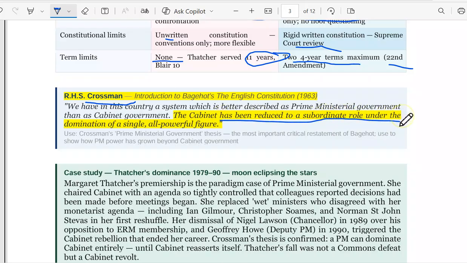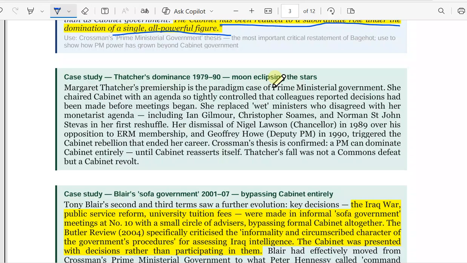This is a very important quotation of R.H.S. Crossman, where he says, the cabinet has been reduced to a subordinate role under the all-powerful figure who is the Prime Minister. So you can quote this.